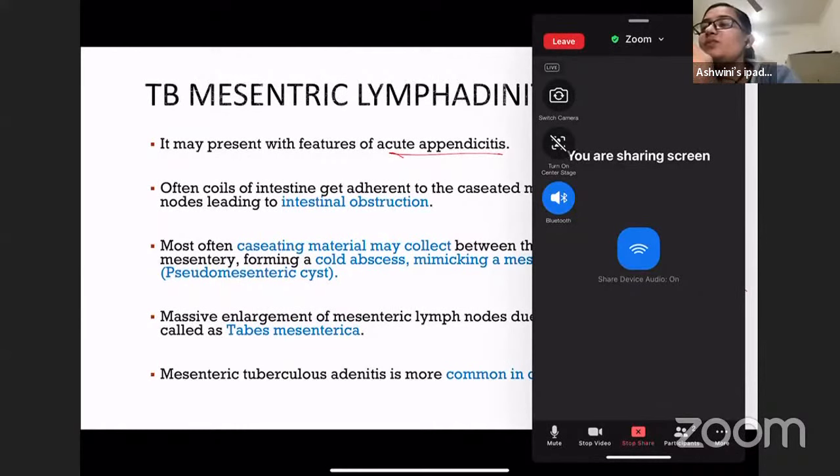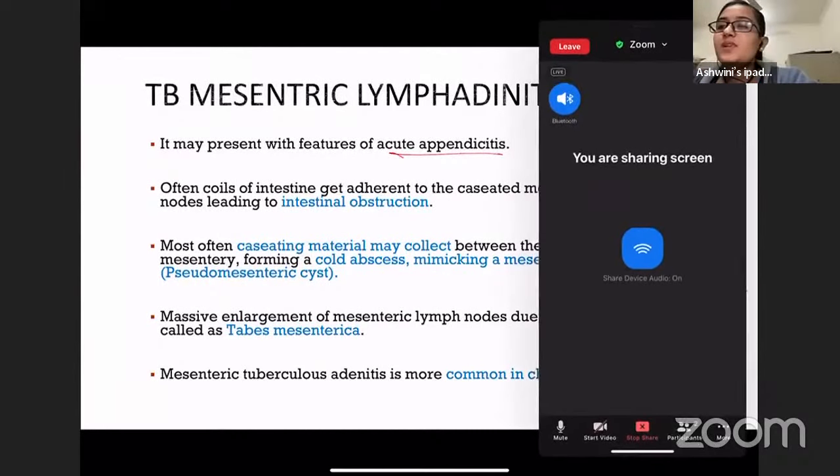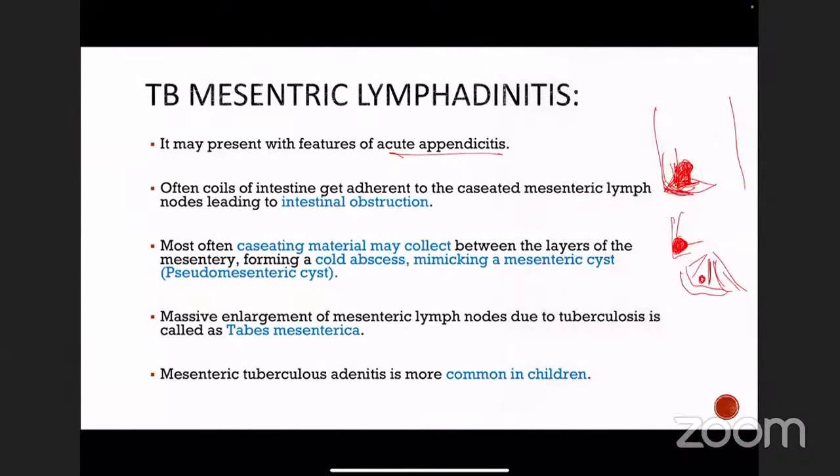So between these folds, between these two folds, somewhere here, the lymph node collection will collect and form a cold abscess, which will mimic a mesenteric abscess or pseudomesenteric cyst. It will mimic a cyst, right? So this is about pseudomesenteric cyst. Massive enlargement of mesenteric lymph nodes due to tuberculosis is called tabes mesenterica. If this massive enlargement occurs, it is known as tabes mesenterica.